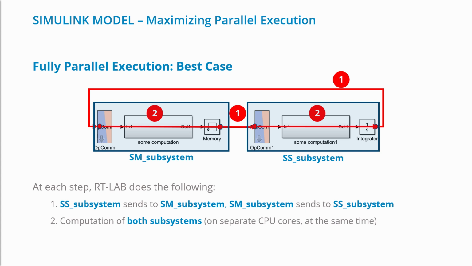To summarize, in order to achieve optimal parallel execution, it is important that the last block of each subsystem has a state, such as a memory block or an integrator block. Then, at the beginning of the next time step, the data will be readily available to be transferred to the other subsystem.